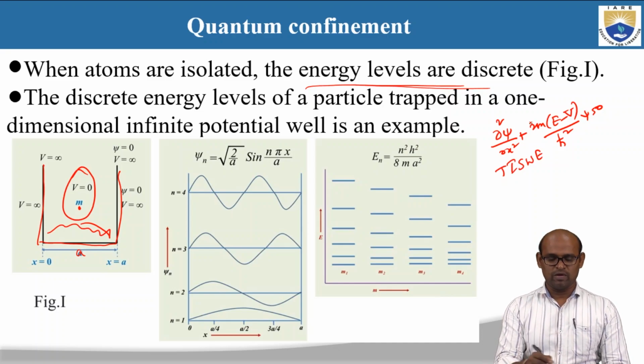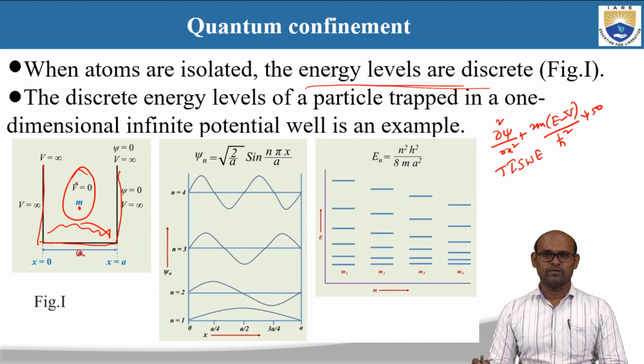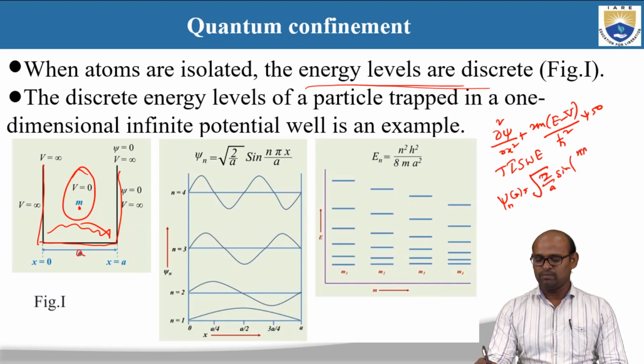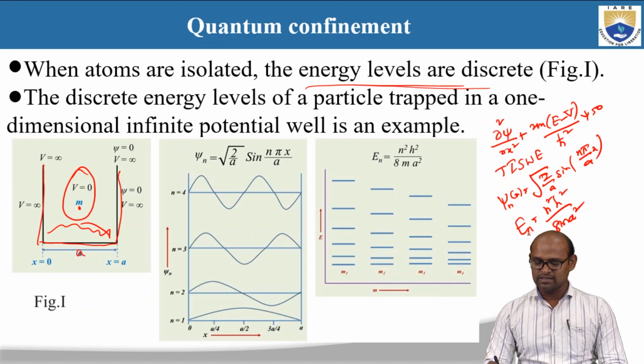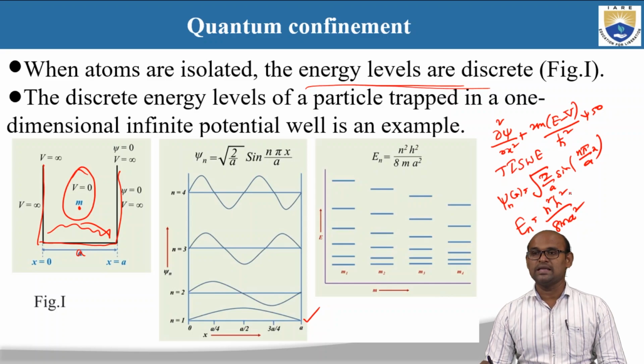When we solve this Schrodinger wave equation for a particle trapped in an infinite potential well, we find that the wave functions are ψ(x) = √(2/a) sin(nπx/a), and the energies are En = n²h²/8ma². For n equal to 1, the first energy level, it is h²/8ma². For n equal to 2, the second energy level, it is 4h²/8ma². For n equal to 3, 9h²/8ma², and for n equal to 4, 16h²/8ma².